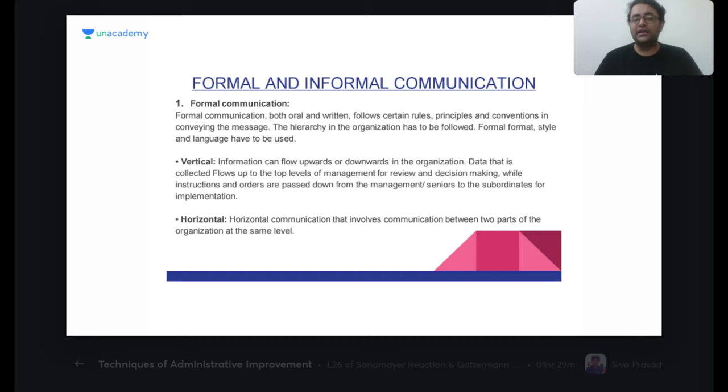The hierarchy in the organization has to be followed. Format, style, and language have to be used. Now, like I said, if someone is your friend, you can go and put your arm around his shoulder and talk to him however you want. No one stops you. If you actually go and talk to your friend in a formal way, your friend might laugh at you. So please try it.